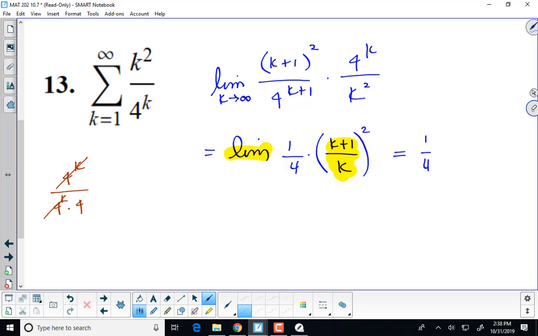So this is less than 1, therefore converge by ratio test. Just like geometric series, less than 1, convergence.